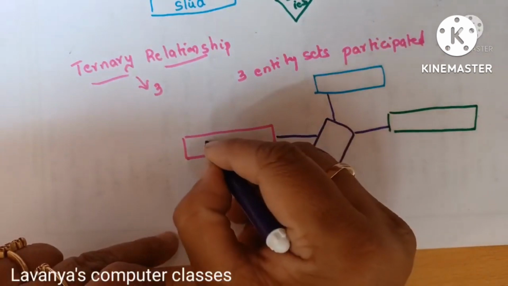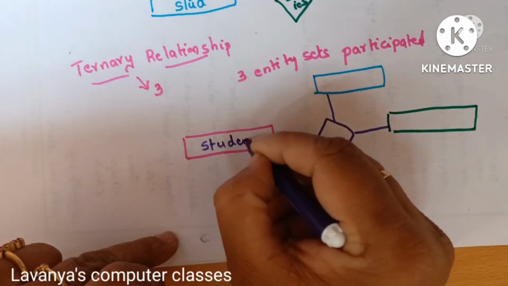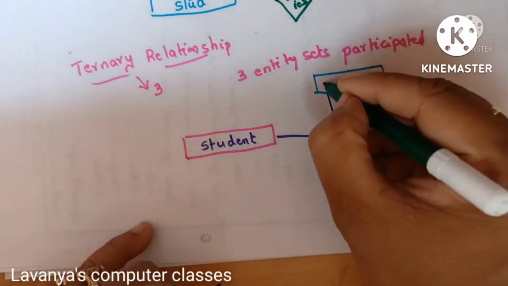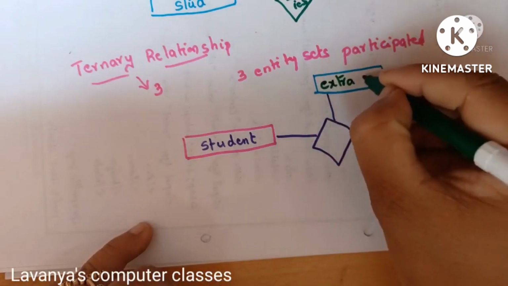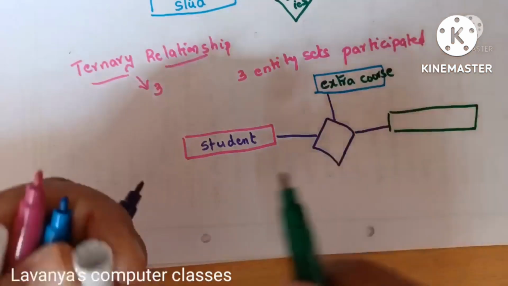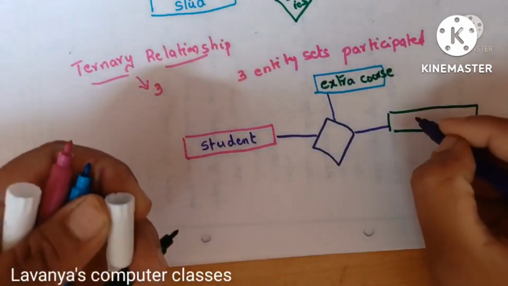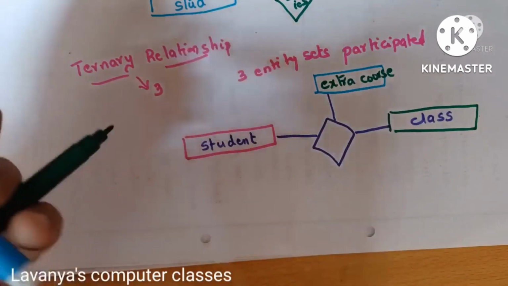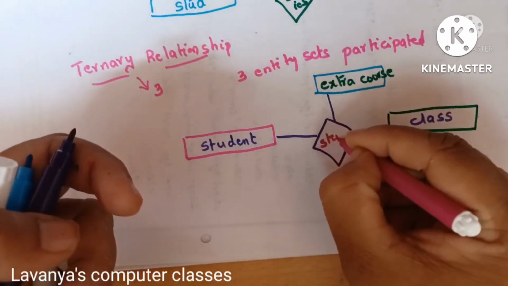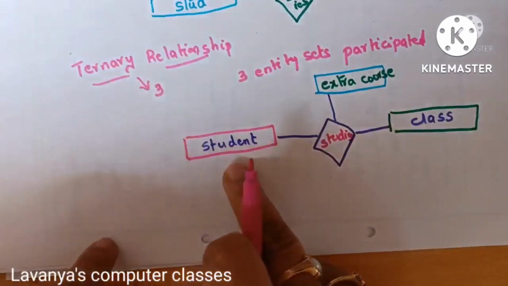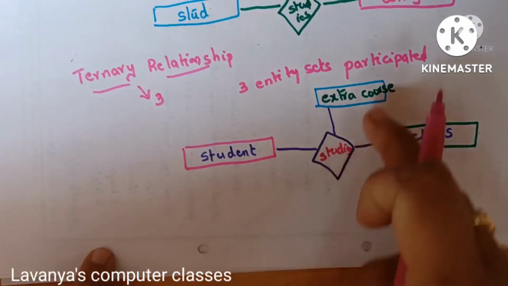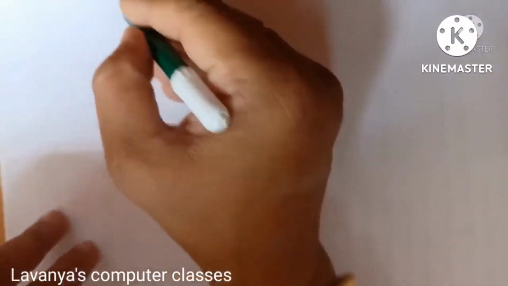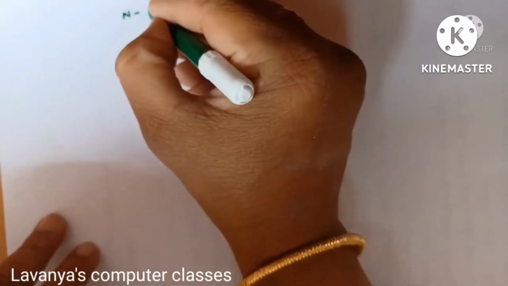Example, student. Student is the first entity set. That means this is the information about all the students. Second is extra courses. A student learns some extra courses outside the college. So extra courses is another entity set, and he is studying some particular class. So class is one entity set. All these three are related with one relationship, for example, studies. So a student studies a particular class and a student studies extra courses. So in this relationship, three entity sets are involved.